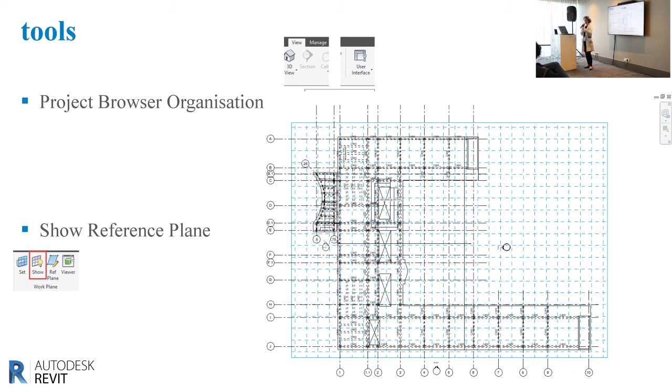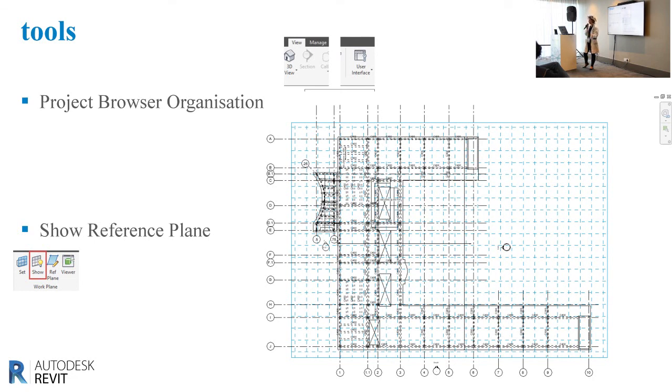So set it as the active work plane, which means whatever you now create will be created on that angled work plane. What I do with show the reference or work plane is, whenever I am not working on the default work plane, which would be your level or a section or whatever, I just show it. It's a control for myself, so I know I'm not working on the default one.